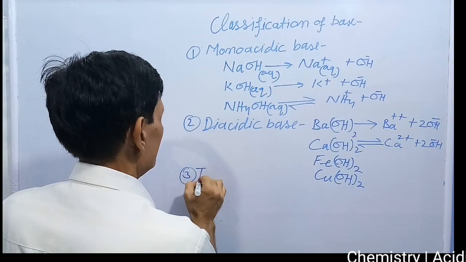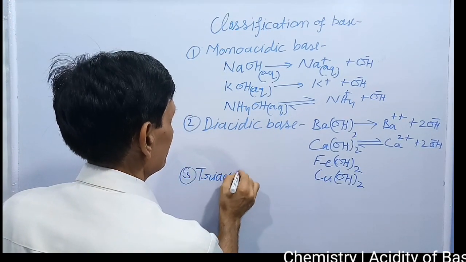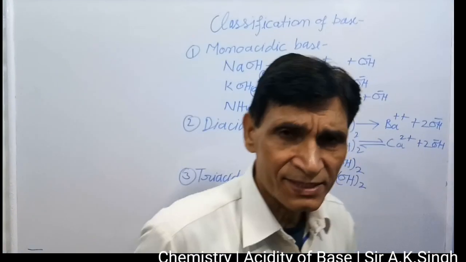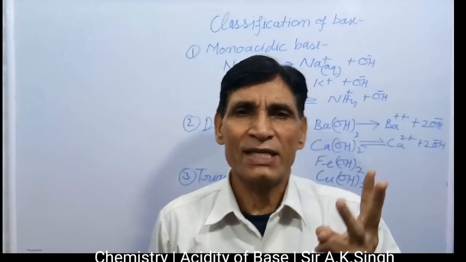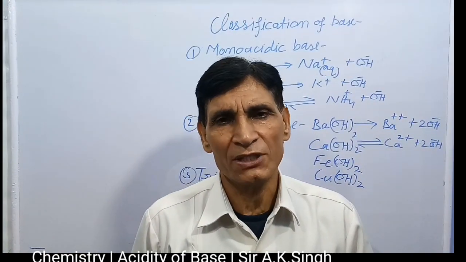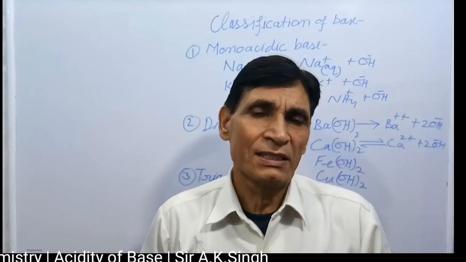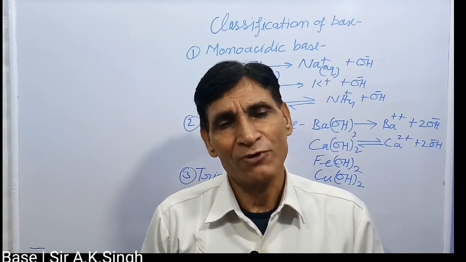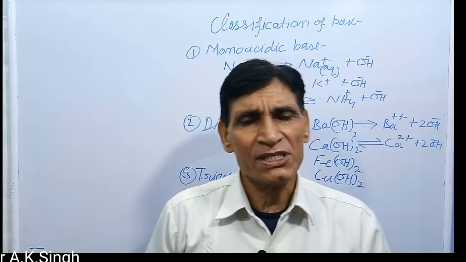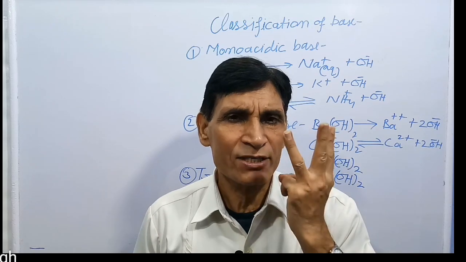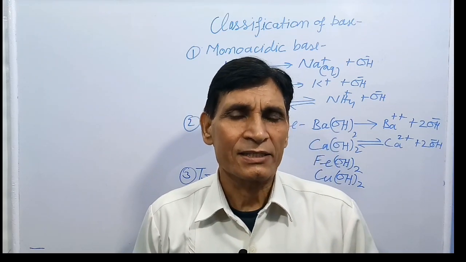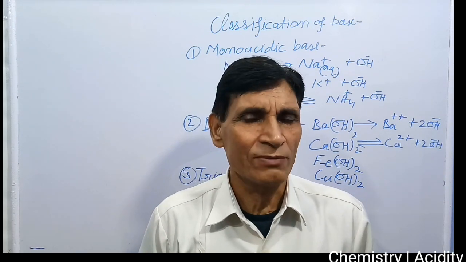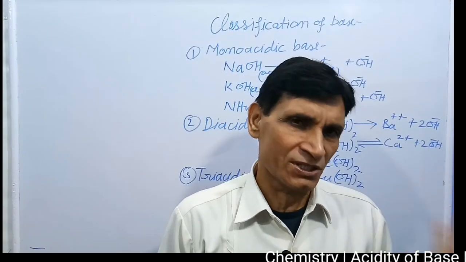Number 3, triacidic base. A base which has 3 replaceable hydroxyl ions per molecule is called a triacidic base. This definition is useful for any kind of base, even if it is not soluble in water. But for a soluble one, another definition: a base or alkali which produces 3 hydroxyl ions per molecule on complete dissociation or ionization in molten or aqueous solution form is called a triacidic base.